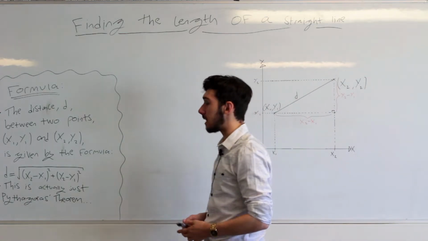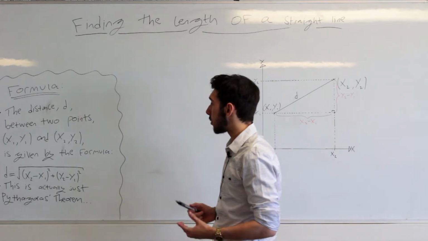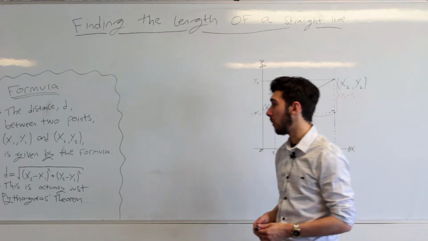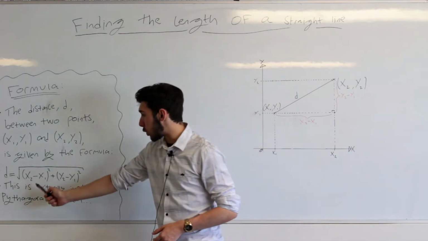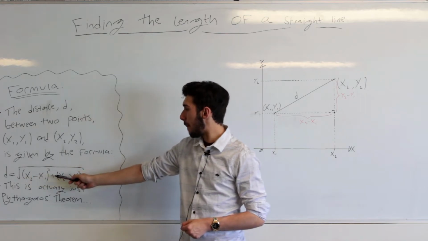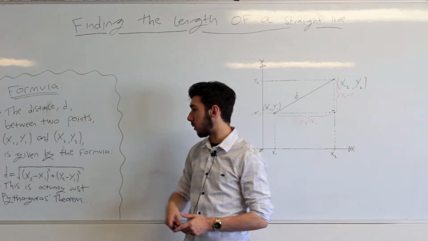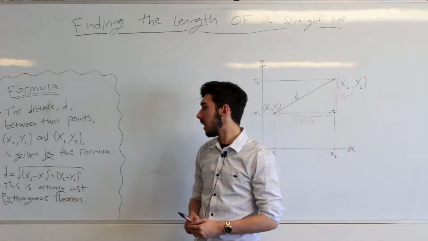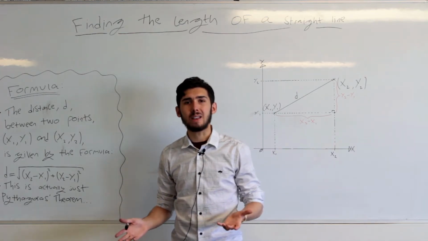So the distance d, this is basically what I've said, the distance d between 2 points x1, y1 and x2, y2 is just given by the formula d is equal to the square root of the difference in the x coordinates squared plus the difference in the y coordinate squared. The square root is taken across all of it. You might say, where did you even get that from?